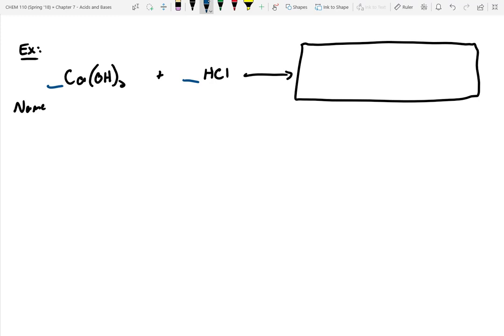So let's do the easy ones first, and then I'll give you a little bit more time. Let's do the naming of CaOH2. What would that be called? Calcium hydroxide. Because it's ionic, you don't need the mono, di, tri, tetra. And then over here, we've got hydrochloric acid.